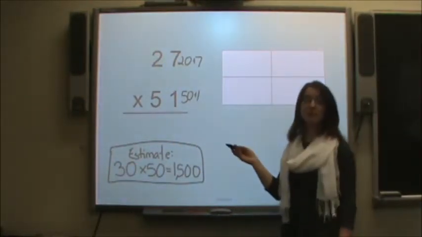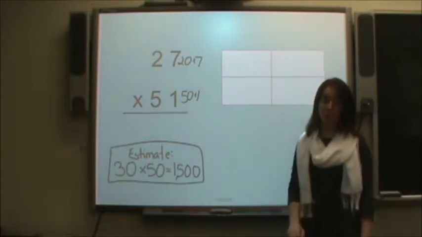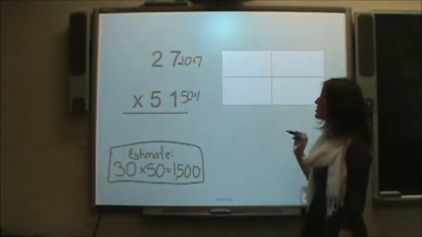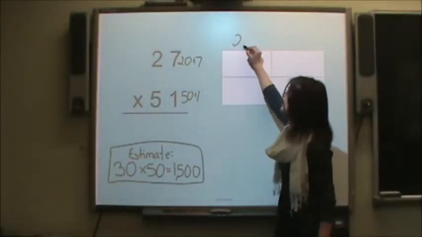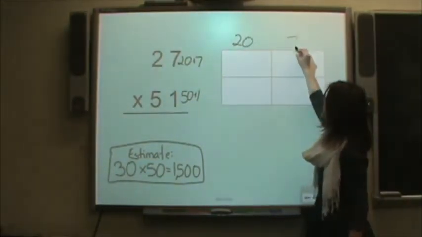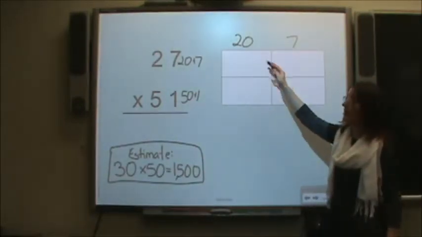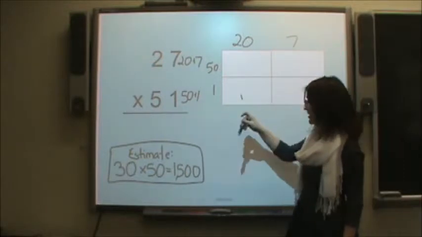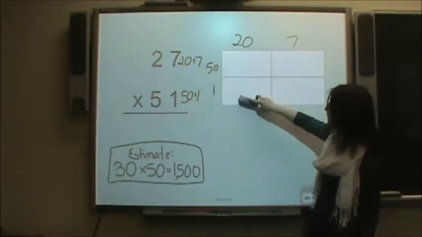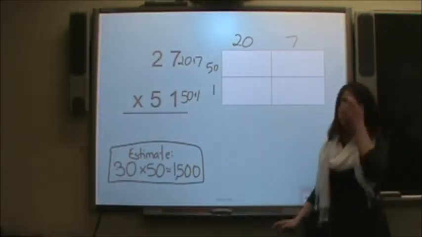In the other problems, we did 2 digits or 3 digits by 1 digit. Now we're doing 2 digits by 2 digits, so we have more numbers to deal with. We're going to put our 20 and our 7 up here. It's important that they stay together. And then we're going to put our 50 and our 1 down here. Again, it's important that those two numbers stay together because they make up the same number.